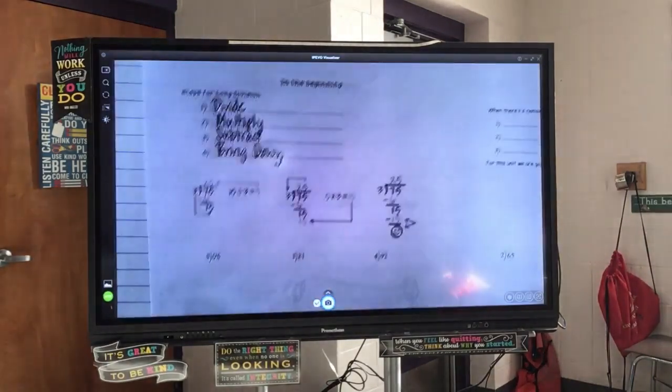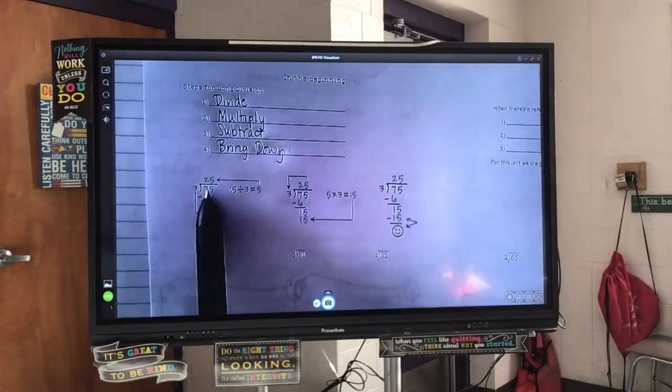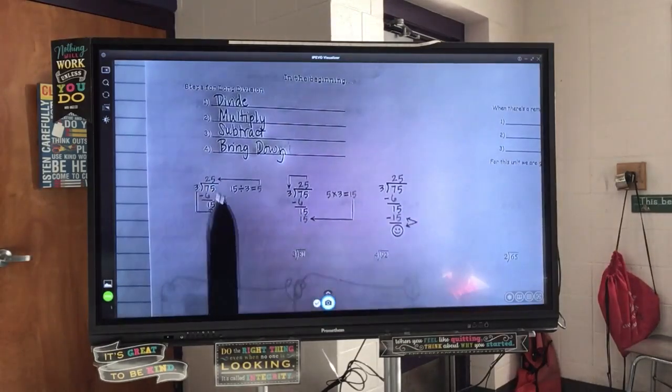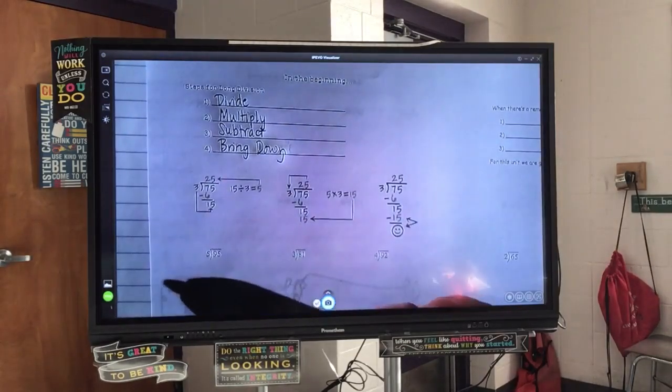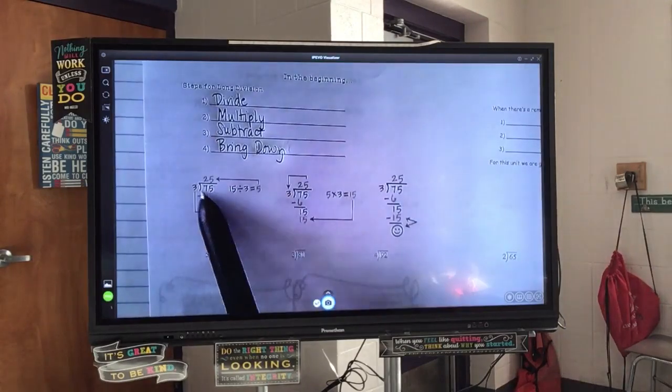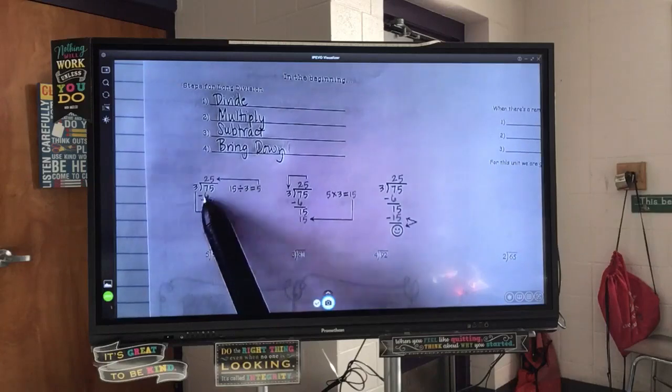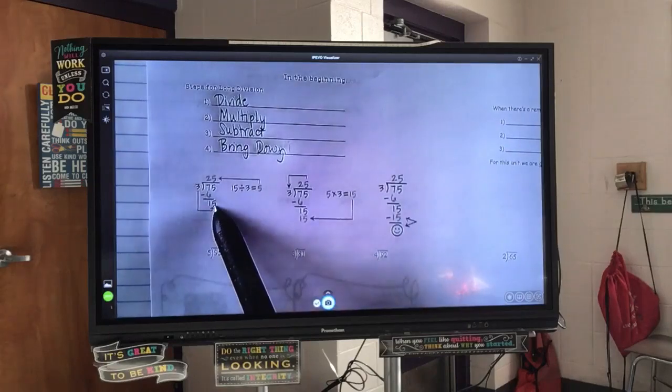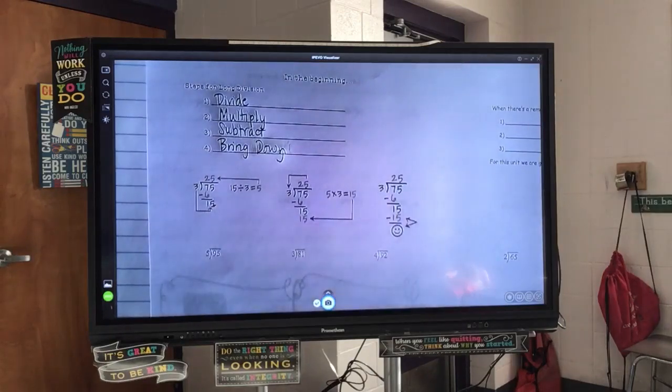Down here you have some examples. You have 75 divided by 3, and they said that equals 25. So you do 3 times 2, which gave you 6, and then you subtract, and then you bring down your 5. That is the process: divide, multiply, subtract, bring down, and repeat. You repeat the process unless it tells you to write it as a decimal, fraction, or a remainder.